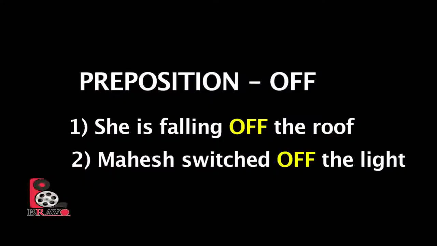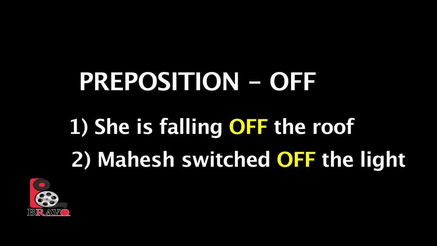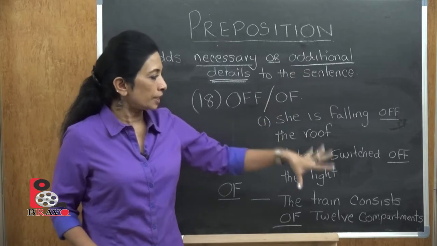She is falling off the roof. It's an action. She is falling off. She is on top of the roof and she is falling off the roof. Mahesh switched off the light. That's again an action, that he went to the switch and he switched it off.